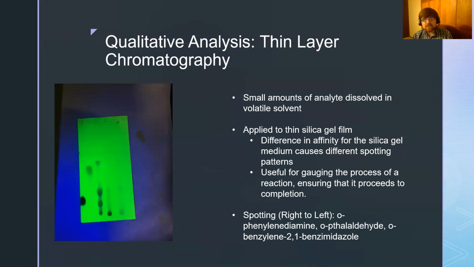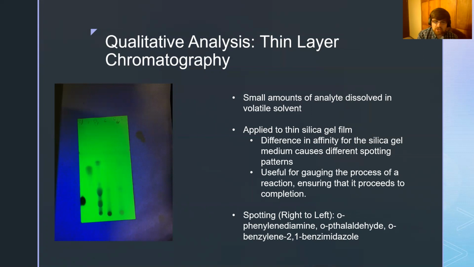In terms of qualitative analysis, we now look to how we measure that this is the compound we actually want to be receiving. We look to methods such as thin layer chromatography, in which small amounts of the analyte are dissolved in a volatile solvent. They're then applied to the thin silica gel film, and each compound has a different affinity for binding to the silica gel itself. If we look from right to left, on the right we have the starting material, phenylene-diamine. The second from the right is our other starting material, orthophthaldehyde, and the third from the right is our supposed product, our o-benzylene-benzimidazole.